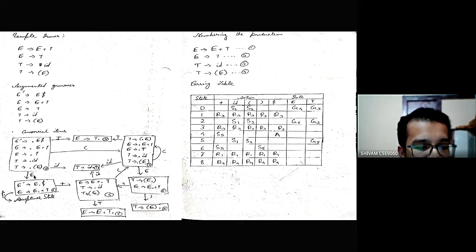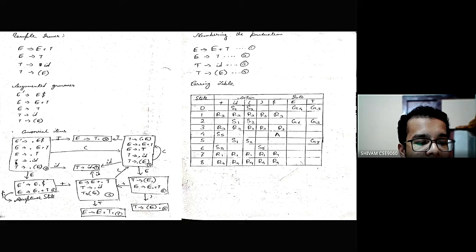Then, since we have just processed E, we will open the productions associated with E. Here, E gives E dot plus T. Then we come to the second production, which is again dot E, and again on processing E, it comes to this state. Then moving on to the third production, we can see that E gives dot T. Now processing T, we get this state, E gives T dot, and since there is nothing beside T, we will just keep it there.